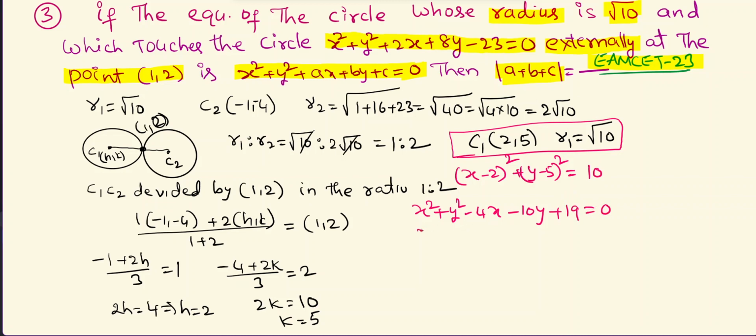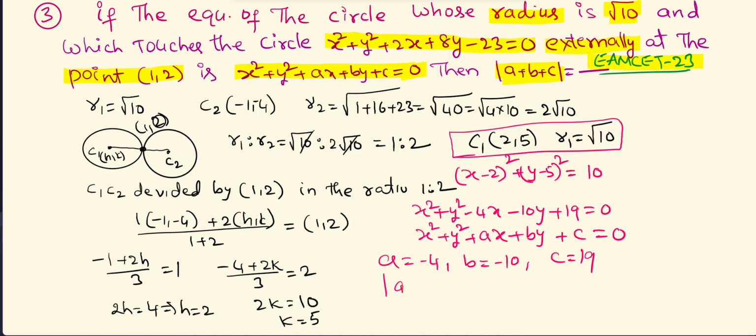So this is the circle given in the problem, x square plus y square plus ax plus by plus c is equal to 0. From this, a is equal to minus 4, b is equal to minus 10, and c is equal to 19. Now we find a plus b plus c, which is minus 4 minus 10 plus 19, that is minus 14 plus 19, which is equal to 5. This is the value of mod of a plus b plus c.